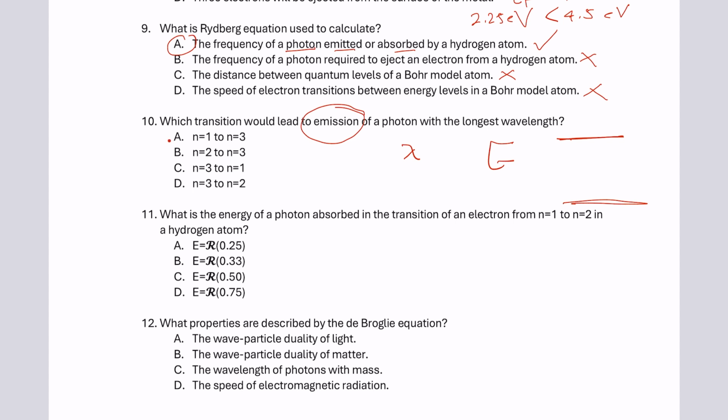This allows us to immediately cross out A and B because they are both absorption processes. We're left with C and D.